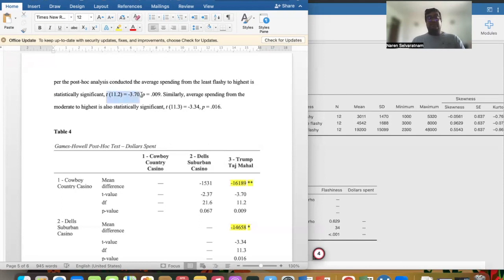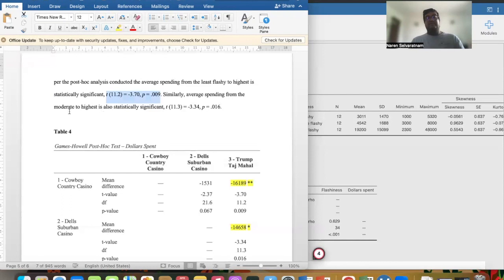Now, this is a t-test. It's a pairwise comparison. We have a t-value as well. So you have to write in italics the t, degrees of freedom, df value is given here, 11.2, and then the t value, and also the p value.